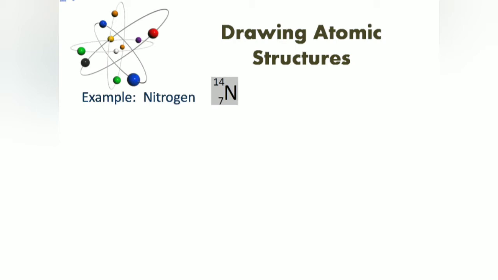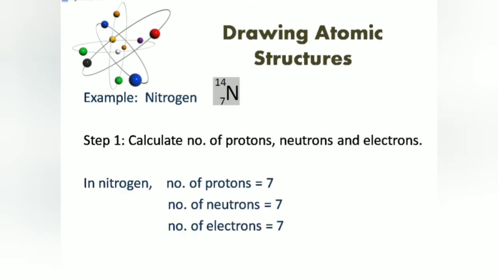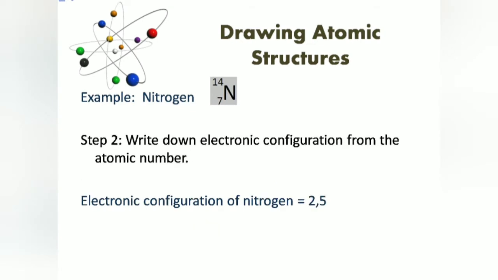Let's know about some steps that you can follow to draw the atomic structures. Take example of nitrogen. Firstly, we should know about the number of protons, neutrons and electrons in an atom of the element. In nitrogen, there are 7 protons, 7 neutrons and 7 electrons. Then we have to write down electronic configuration of the element. Nitrogen has 2 electrons in K shell and 5 electrons in L shell. So its electronic configuration is 2, 5.